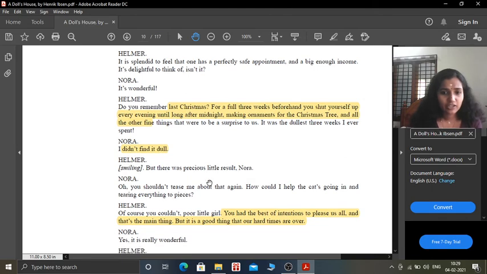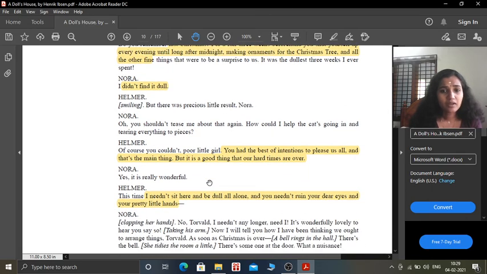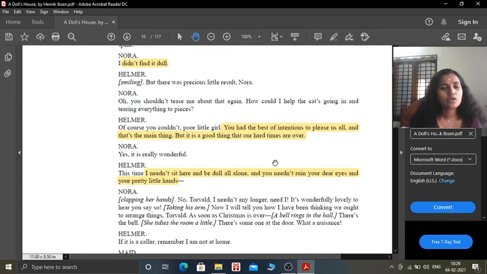Anyway, they had a talk at that time. Helmer said that you had the best of intentions to please us all, and that is the main thing. But it is a good thing that our hard times are over. So Helmer said, alright, it need not be dull for me or for you. Nora, you have a good mind. You have a good intention to please everyone. That is wonderful. And moreover, our hard times are over. Now our financial situation is much better compared to last year.